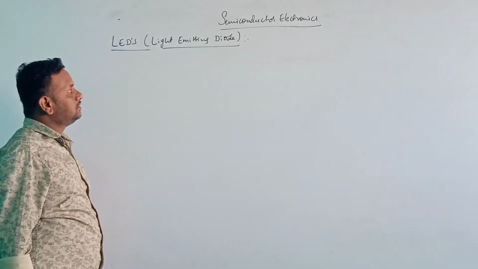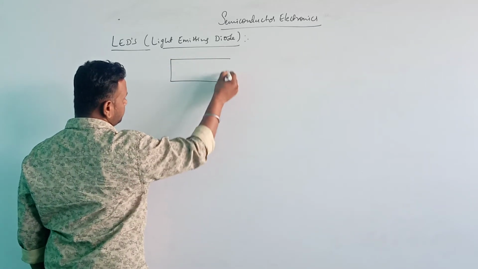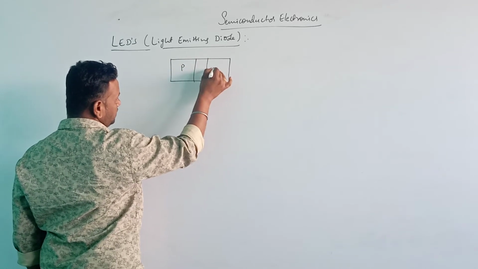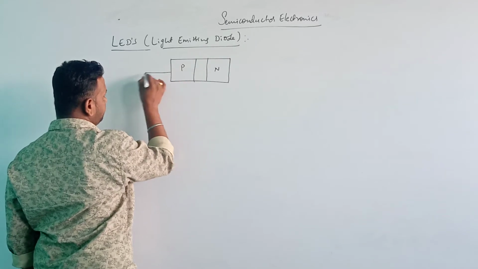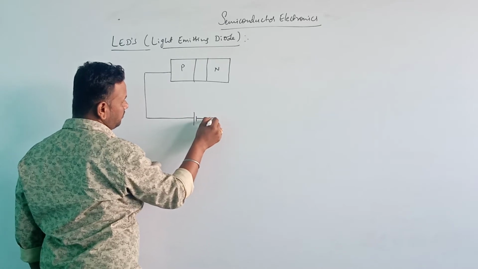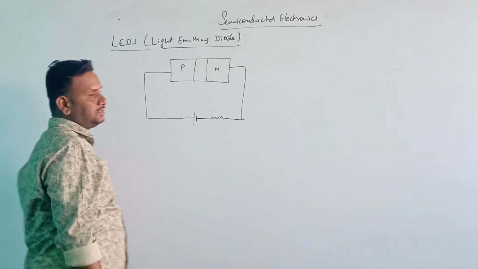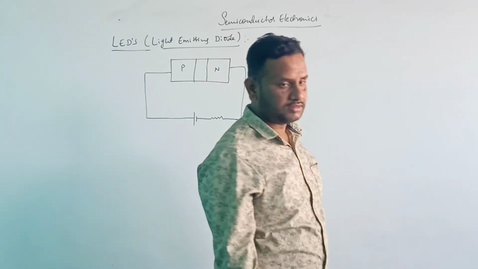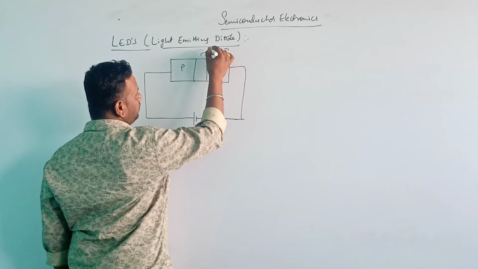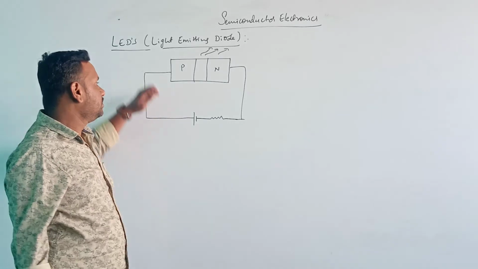Okay. So again we have the diode. It has a P region and an N region. It is under forward bias, meaning the P region is connected to the positive terminal and the N region is connected to the negative terminal. There it emits light. This diode spontaneously emits the light. How does it emit it?